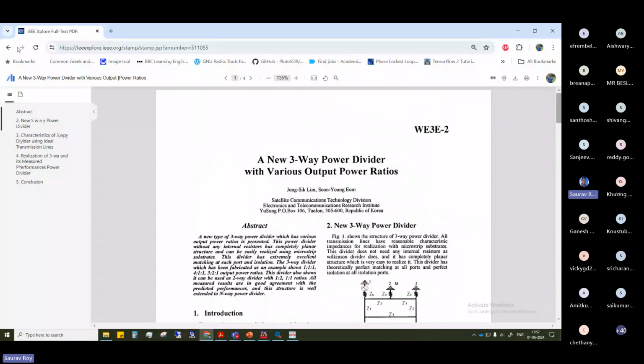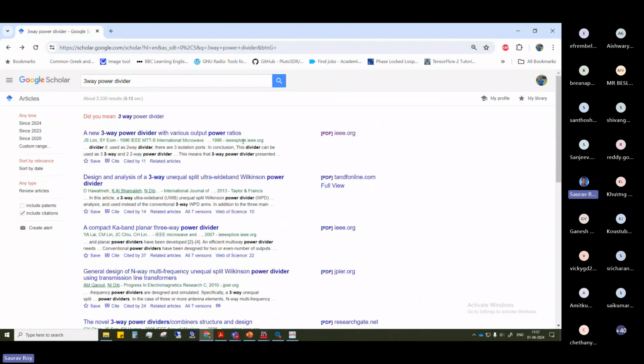Similarly, you see there are lots of papers. So you have to basically look into the papers. If you want to have a different design, you have to search in Google Scholar and so on. This is where I search. In Google Scholar, you can also search and look into the designs, these papers.